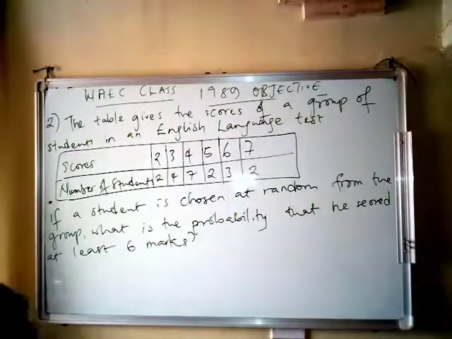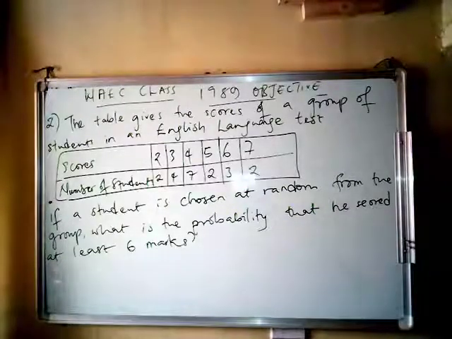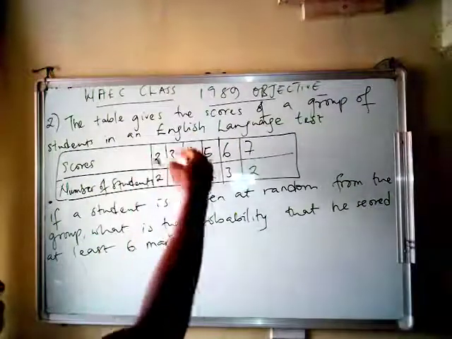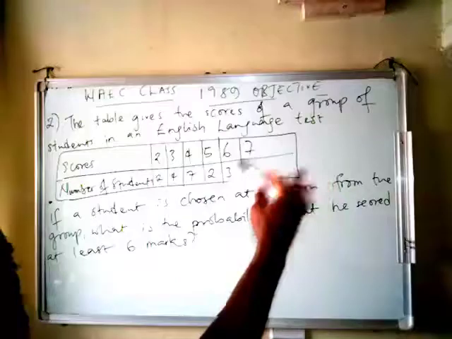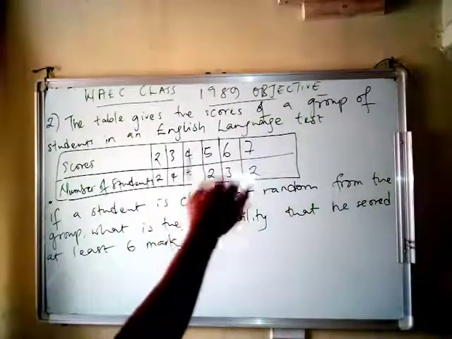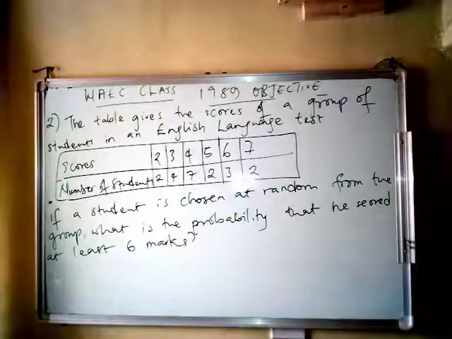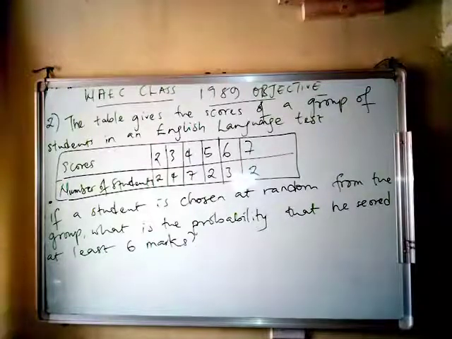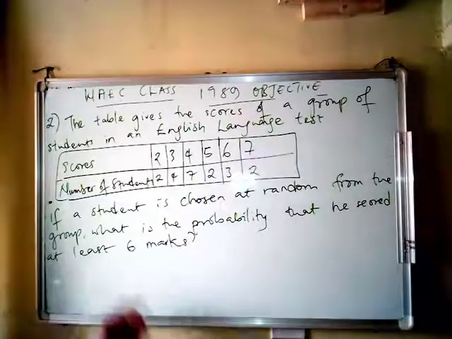So if we look at the board, we have a different question, and it has to do with probability. And it says the table gives the scores of a group of students in an English language test. Then you have the scores 2, 3, 4, 5, 6, and 7. Then you have number of students: 2, 4, 7, 2, 3, 2. Now, if a student is chosen at random from the group, what is the probability that he scored at least 6 marks?